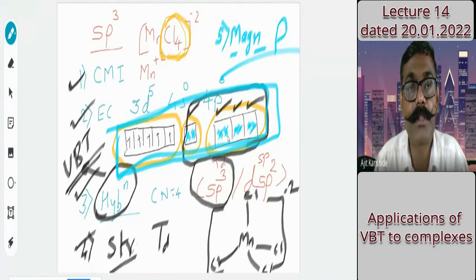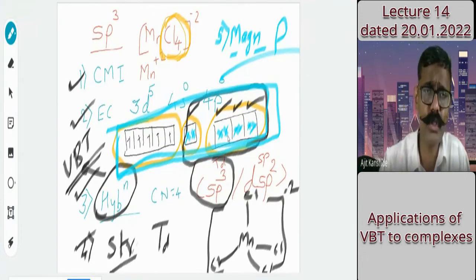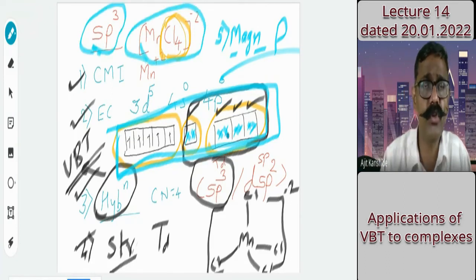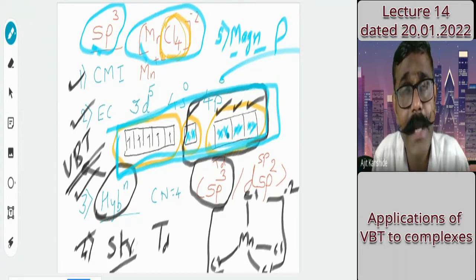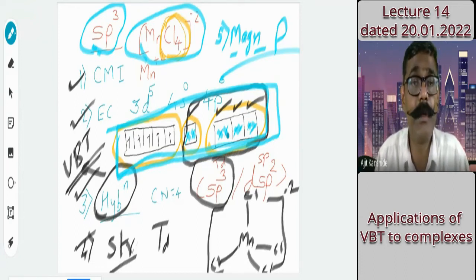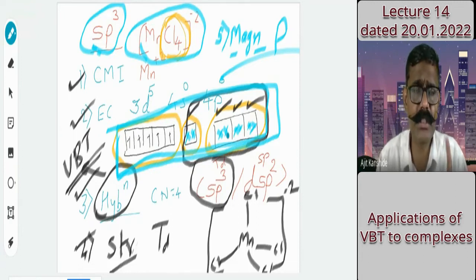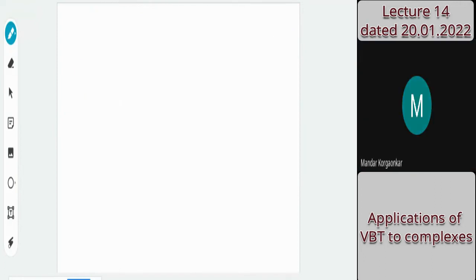Today's point of discussion was sp3. Example, MnCl4 2-. So a question can come through hybridization or through the example. You should be ready for that. If the example is asked, you should be ready to find the hybridization. And if the hybridization is given, you should be able to find the example for that. Is this first example clear to you? Yes, sir. Good.